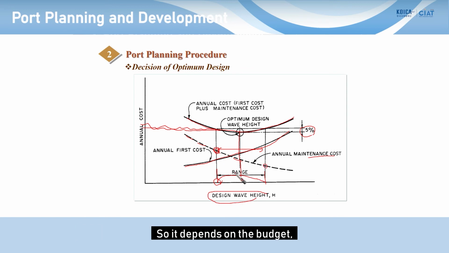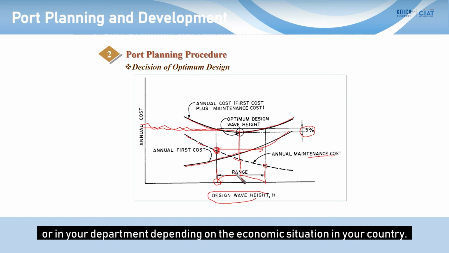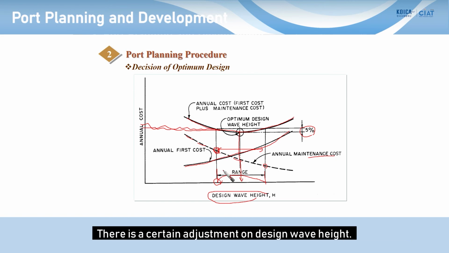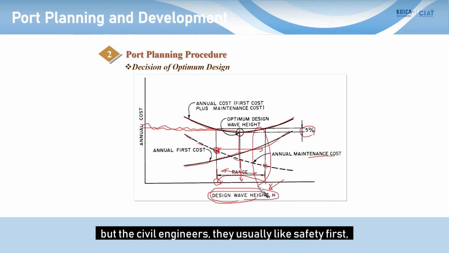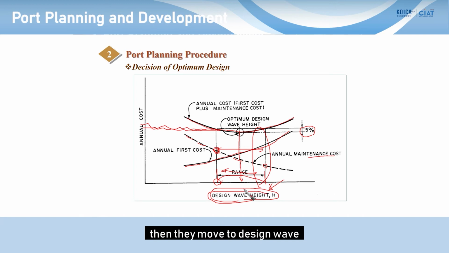So it depends on the budget condition in your country or in your department. Depending on the economic situation in your country, there is a certain adjustment of design wave height. But civil engineers usually select the safety side. Then they move to a higher design wave height value than a lower value, right?